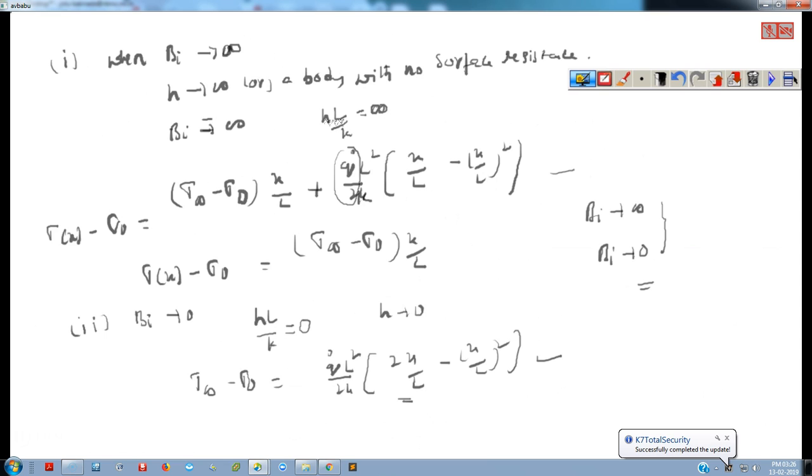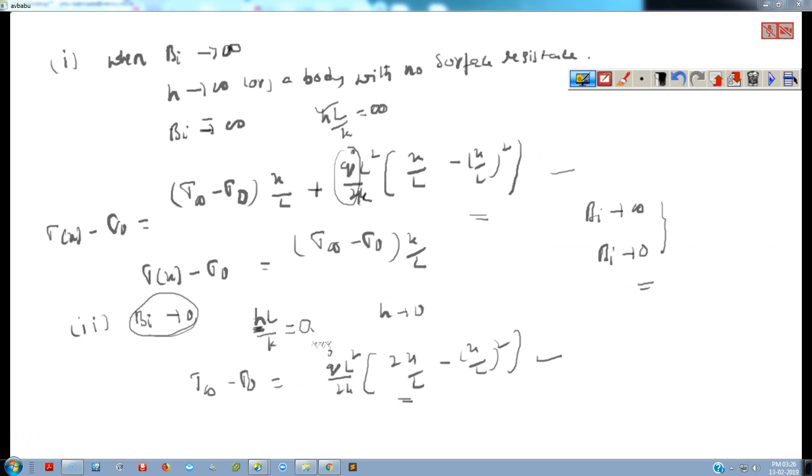Right here, there is no surface resistance. There is no surface resistance going to be here, and you have the equation QL by 2K square into H. The next case is when Biot number is 0, HL by K is equal to 0, then in that case H is equal to 0.